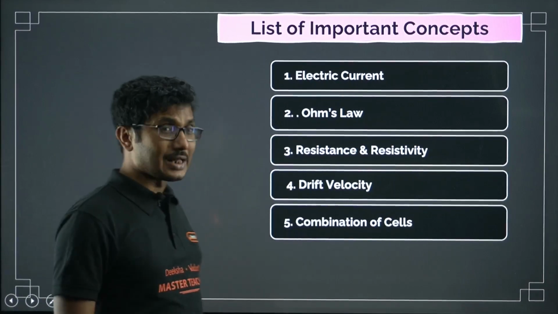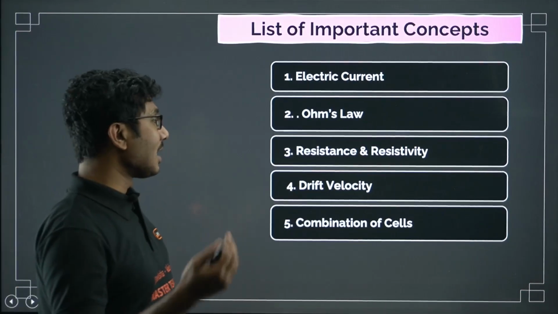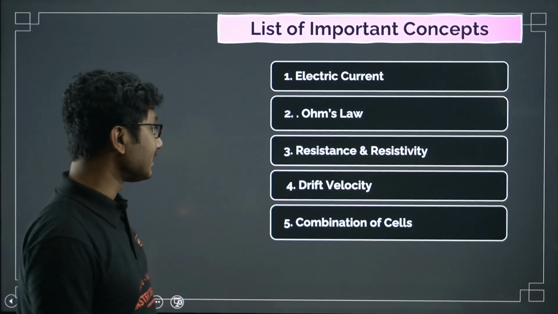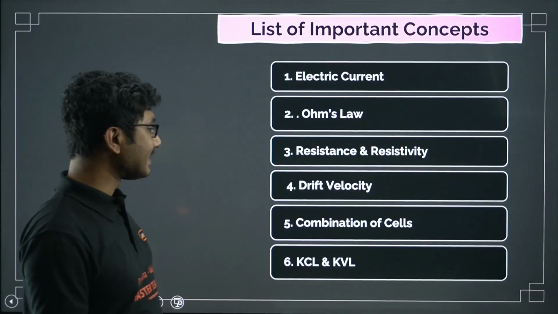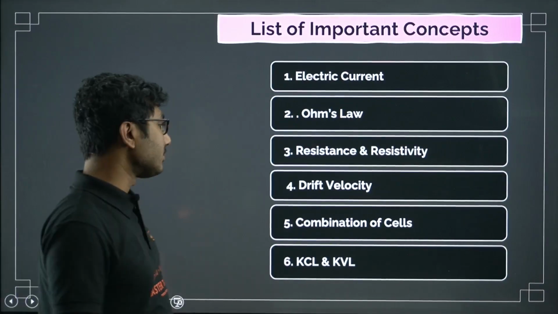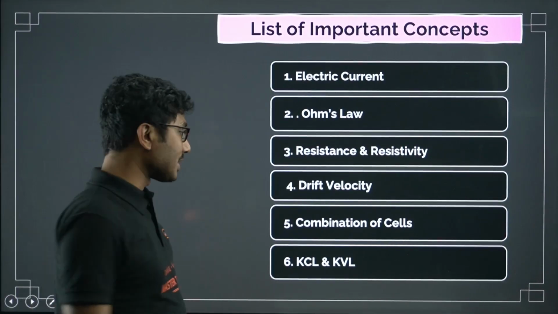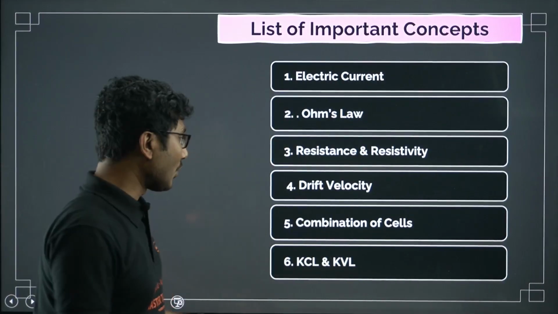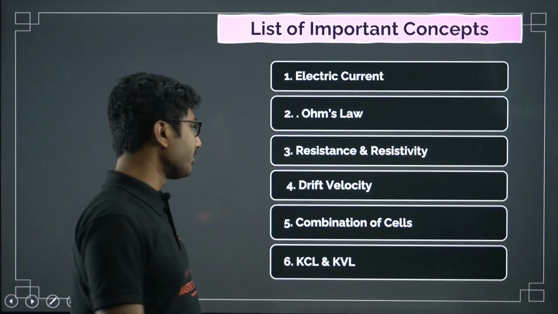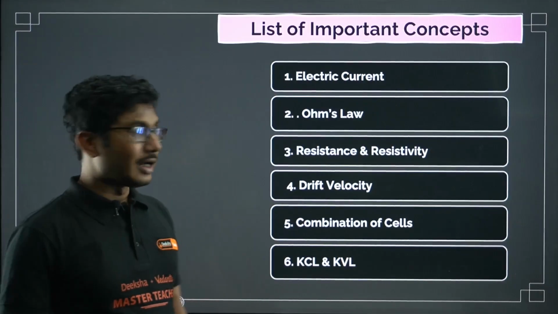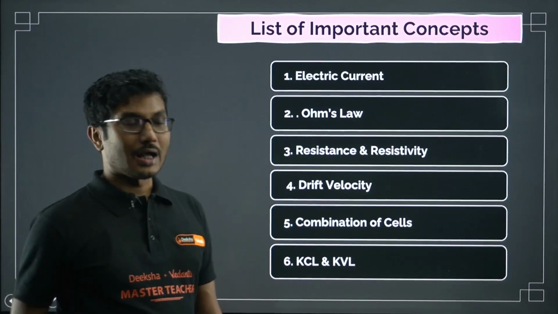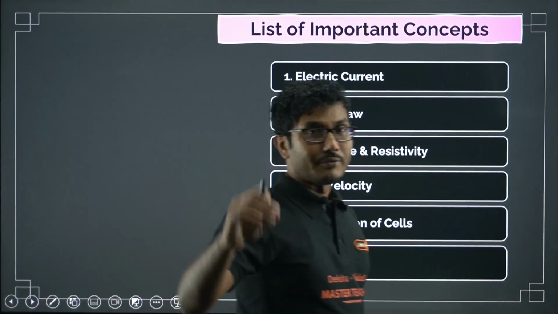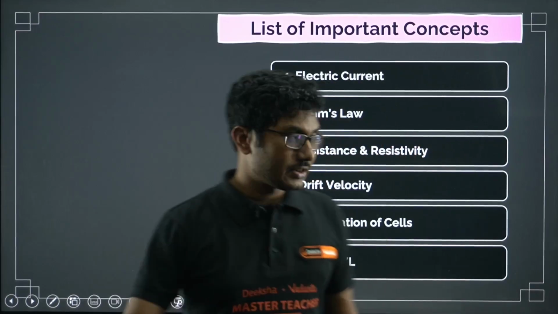A combination of cells can be a combination of cells in series or in parallel. Next we have KCL and KVL along with the Wheatstone bridge. The Wheatstone bridge is obviously part of KCL and KVL because we apply KCL and KVL to calculate it, so I have not directly included it, but if you study KCL and KVL and know the basic principle of the Wheatstone bridge, you can answer all the questions related to it, right?